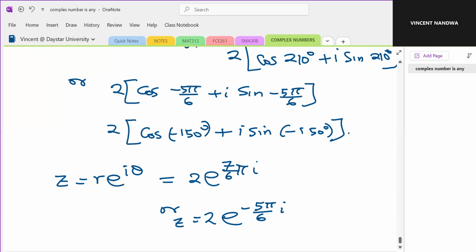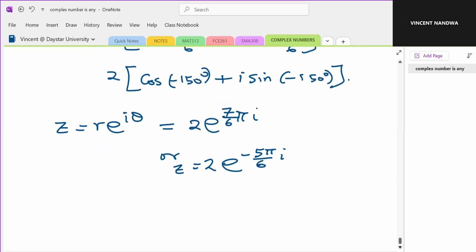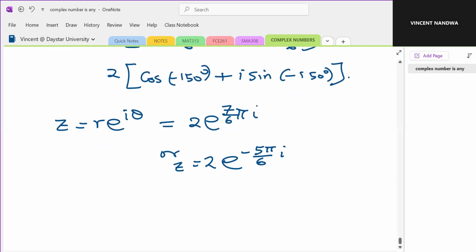Then another example. So remember the key thing: when you are given a complex number and asked to find its polar form, you must always start by checking where the number lies. And once you know where the complex number lies, you'll be in a position to find the correct value of the argument and modulus, and then give the correct form.